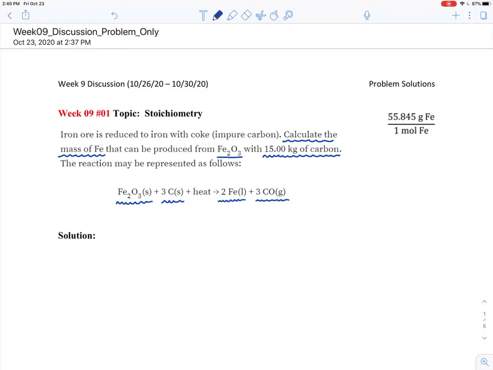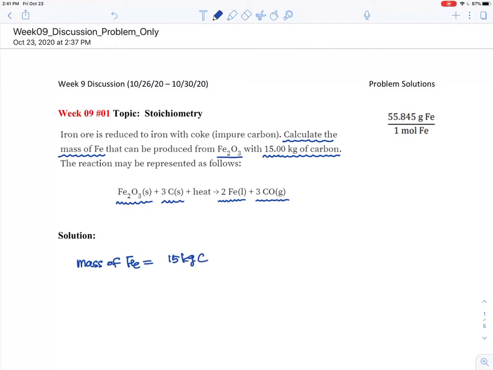The good thing is the reaction equation is given, and if you check, there are 2 irons on both sides and 3 carbons on both sides, so it looks good. Everything looks good. It's well balanced. This is quite similar to what we have discussed before. You want the mass of iron, but you want to start with a mass, which is 15 kilograms of carbon.